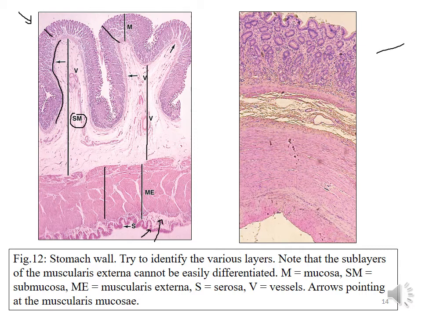Here is another image of the wall of the stomach. This is the epithelium. Between the epithelium and under it we have the lamina propria connective tissue. This is the muscularis mucosae. Here we have the submucosa, the muscularis externa, although not very clear, but the serosa is supposed to be the outermost layer.